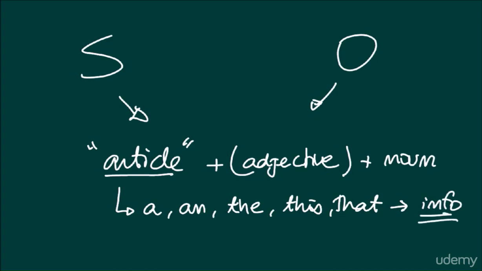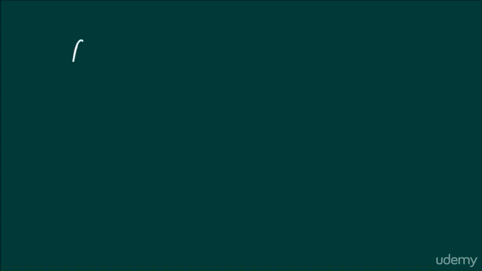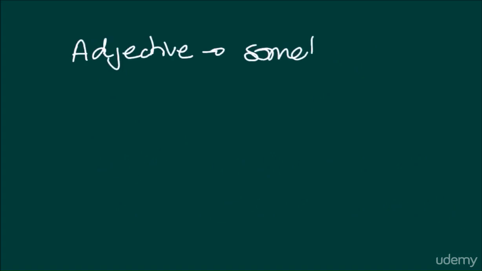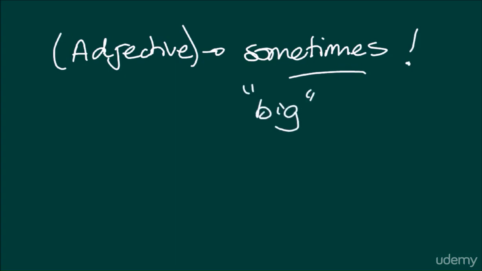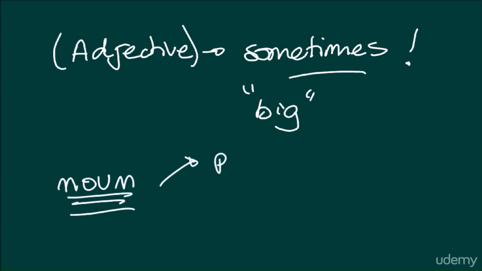The second thing is the adjective. We put adjectives in brackets because sometimes we don't use an adjective. An adjective is a word that describes a person or a thing. For example, big. The last thing, but the most important, is the noun. It can be a person or a thing.